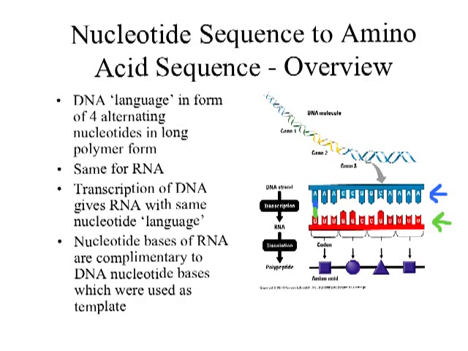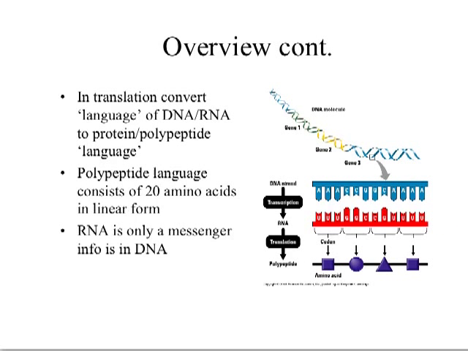Okay, so it's complementary. It is not an exact copy, but it's complementary of it. And these complementary bases are then going to be used in order to translate that to proteins. Now, unfortunately, the proteins use a different language than DNA and RNA, so we need a translator. So that's basically why it's called translation when you go from RNA to proteins.